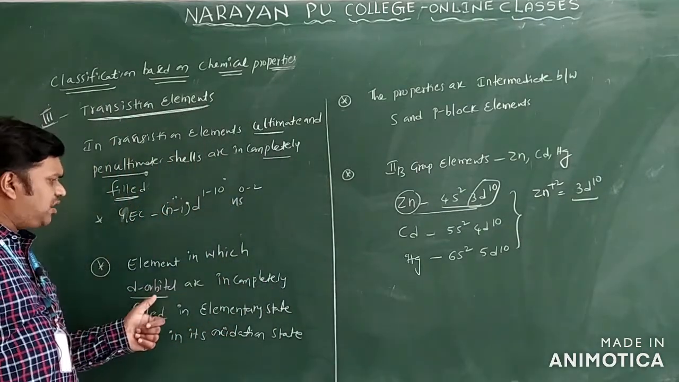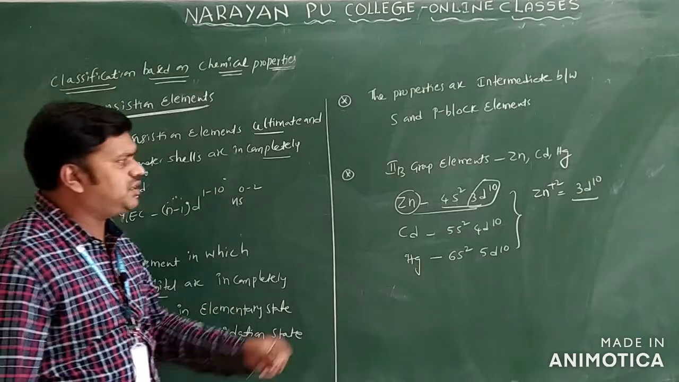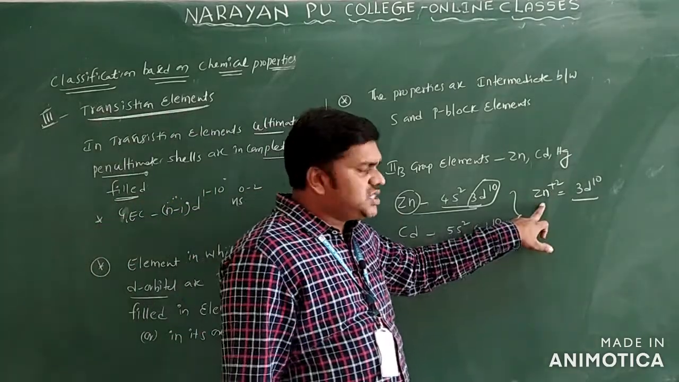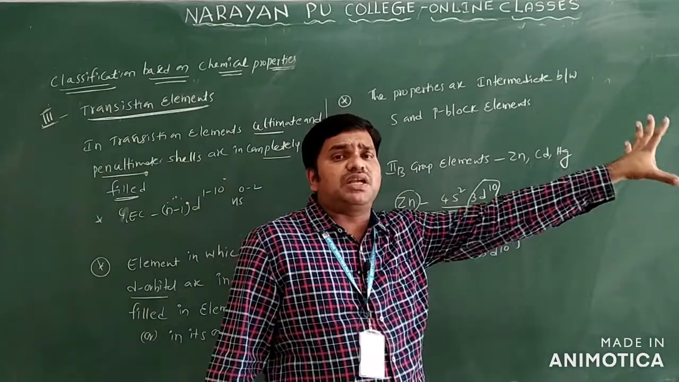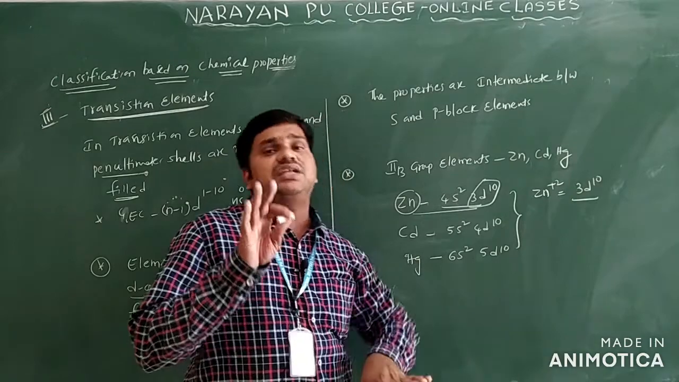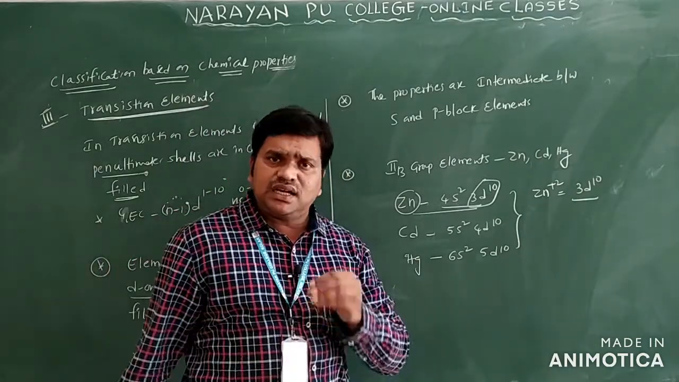Now we can see this. Element in which d orbital is incompletely filled in its elementary state or in oxidation state. In elementary state, d orbital is completely filled. In oxidation state, d orbital is also completely filled. So zinc is not considered as a transition element only. It comes under d block, but it cannot be considered as a transition element only.